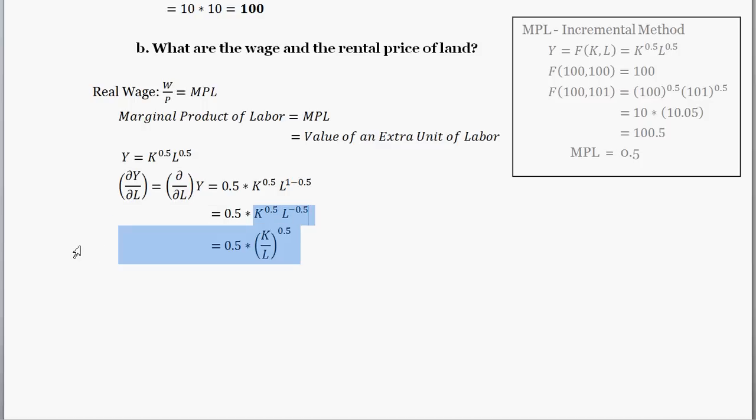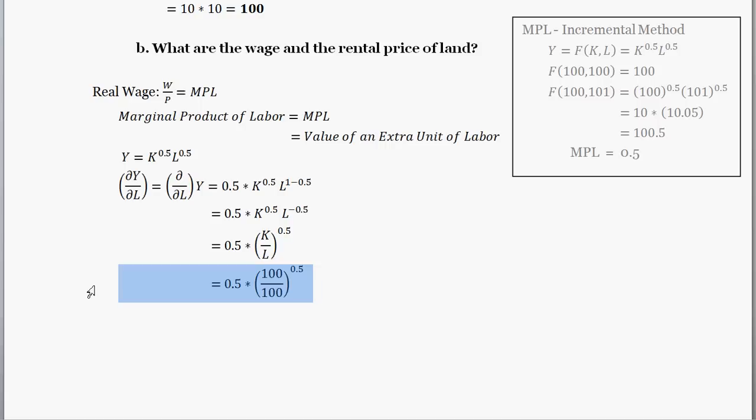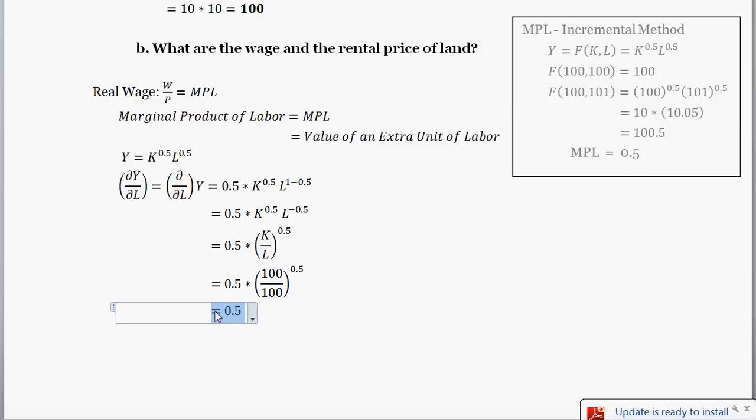So the next step, let's just plug in the numbers that we're given. So for k, we're given 100, and for L, we're given 100. So this just comes down to 1. So 1 over 1 raised to the 1/2 power is just 1. So the marginal product of labor is 0.5, which is exactly what we found using this kind of incremental method. So we have marginal product of labor equal to 0.5.